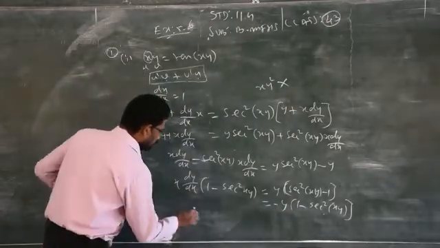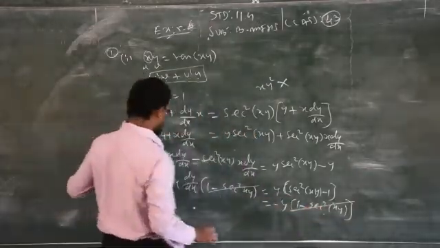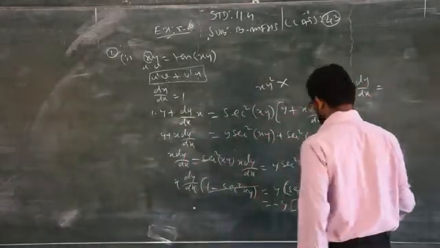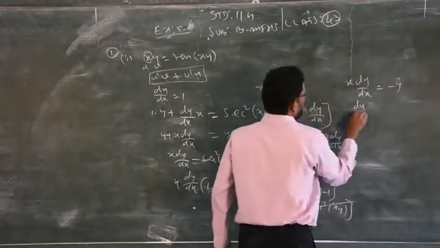When you compare both sides, these two straight away cancel. So what is the remainder? X dy by dx is equal to minus y. I need only dy by dx.